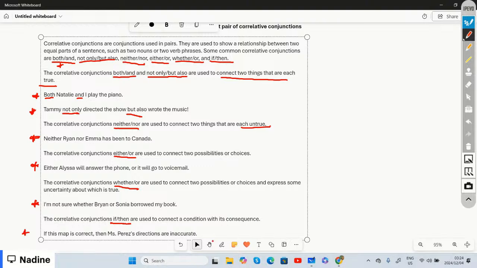We're now basically going to continue with correlative conjunctions, because we said correlative conjunctions are used in pairs. These pairs are used to show the relationship between two equal parts of a sentence. It's either showing two nouns or two verb phrases within a sentence. Some common correlative conjunctions are both or and, not only but also. They are used to connect two things that are each true.